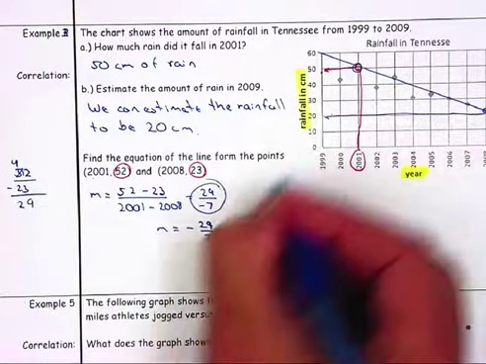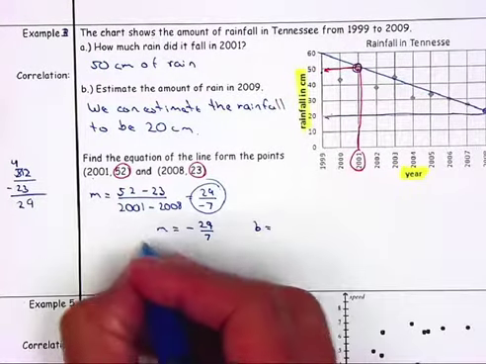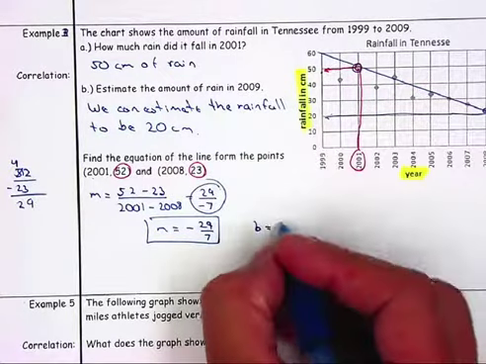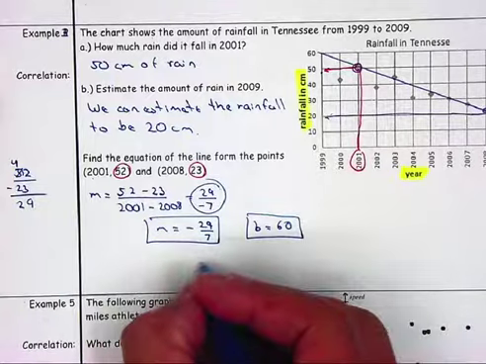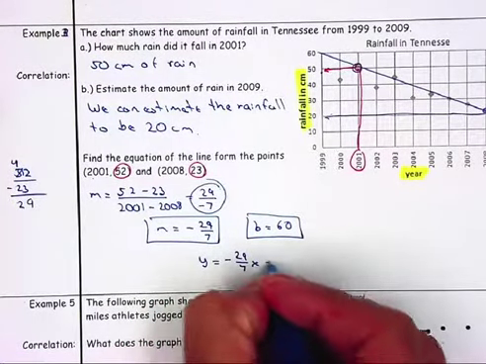And notice that my slope is negative. And b is my y-intercept. So in this case, it crosses the y-axis at 60. And now I can write out the equation of the line. y is equal to negative 29 over 7 x plus 60.